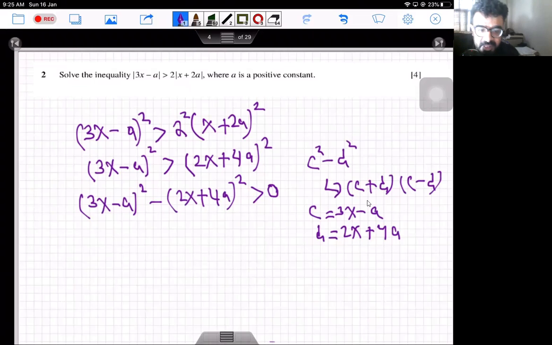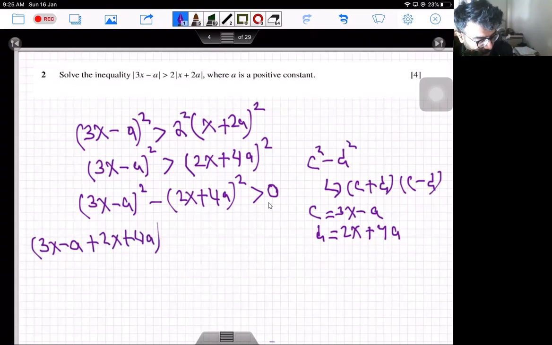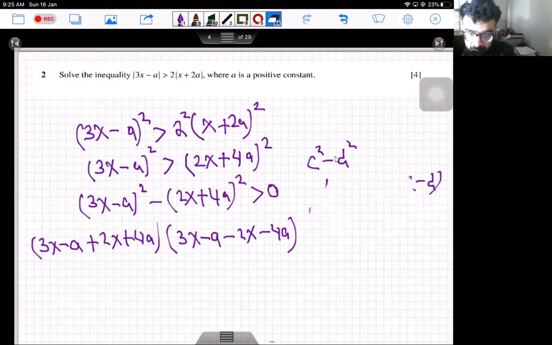So this is exactly the form of c square minus d square. When this is factorized, you will get c plus d multiplied by c minus d. So first of all, I'm going to write c plus d. So this will be 3x minus a plus 2x plus 4a, and then multiplied by c minus d. Now I'm going to write c minus d. So c minus d would be 3x minus a minus 2x minus 4a, and this whole thing is greater than 0. And as I said, you don't need to mention these steps. This is quite obvious.